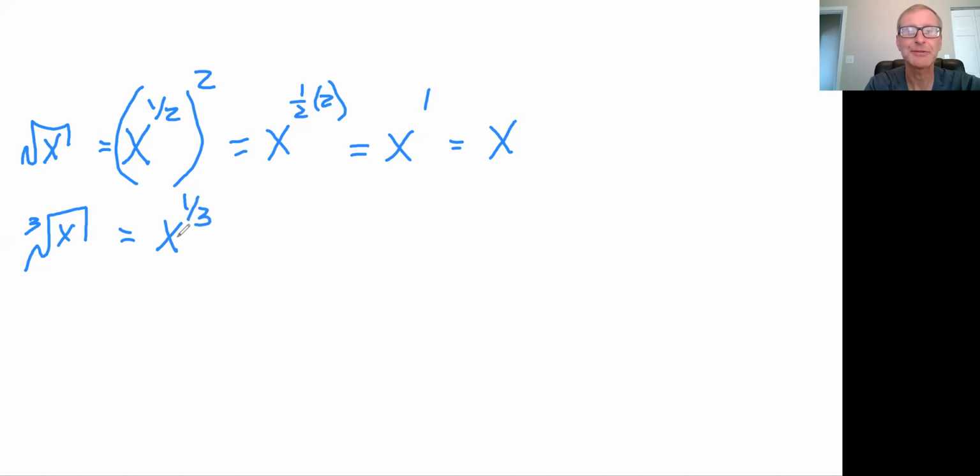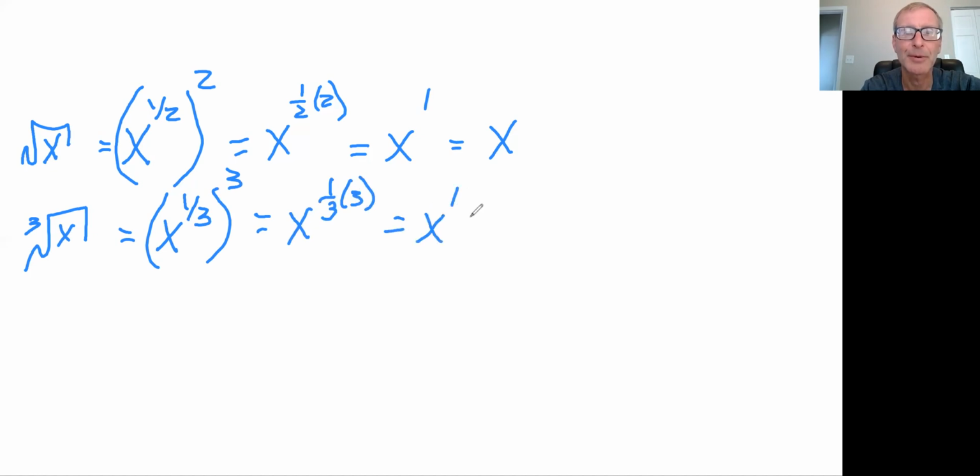Well, same strategy now, but instead of squaring it, you would want to take it to the 3rd power. And so when you do that, you get 1/3 times 3, and that is x to the 1 power, and then that's just our regular old x again.